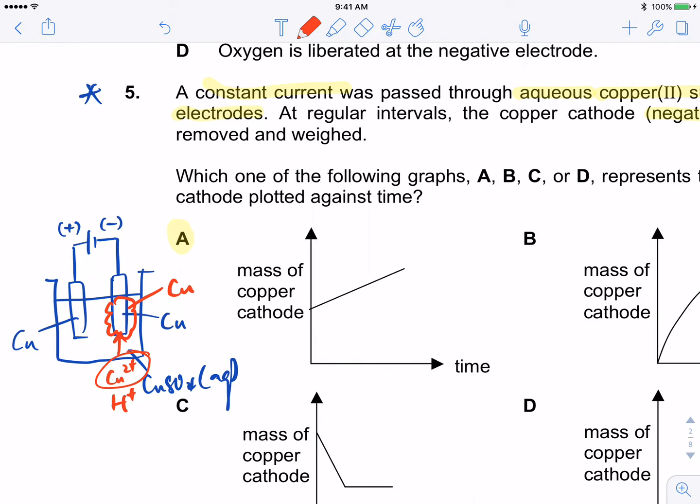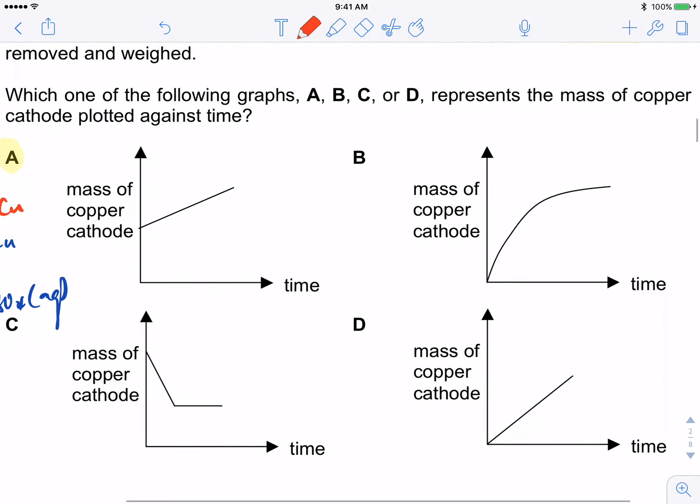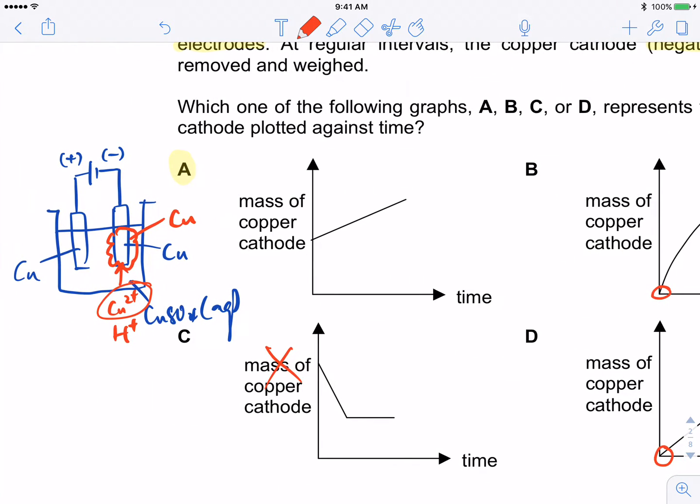So that's why there's a gain in mass. If you look at the graph, first of all, your C is out because the mass should not decrease. Let's look at the other ones. We notice that the mass of copper cathode started at 0. Obviously that's wrong because we started out with some mass of copper. It just got heavier and heavier. So the answer is A.